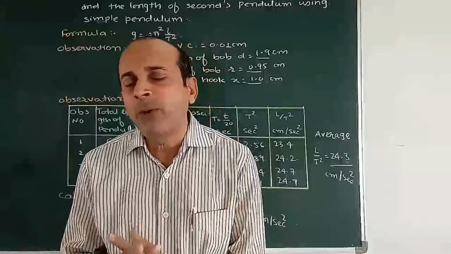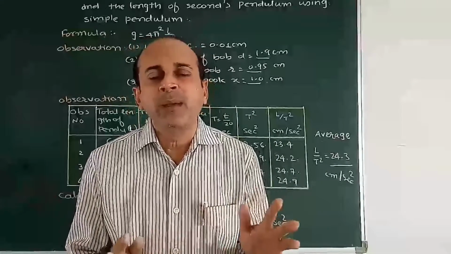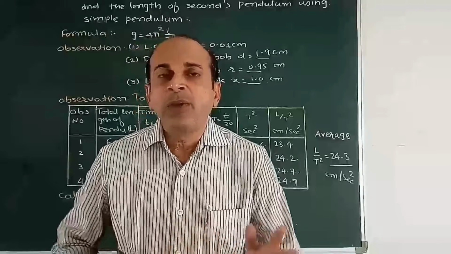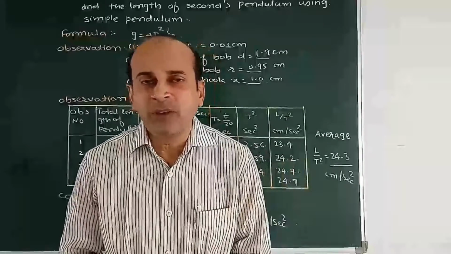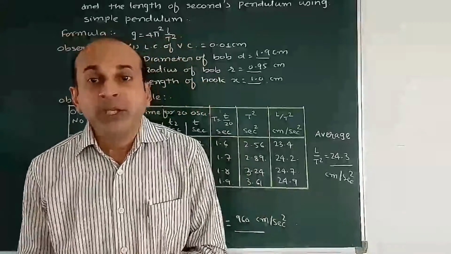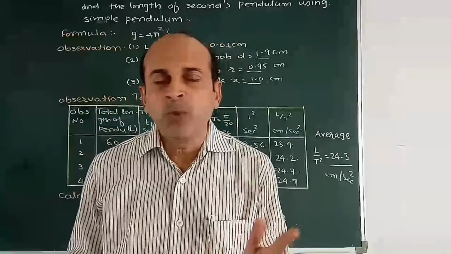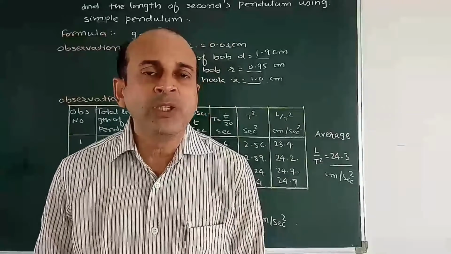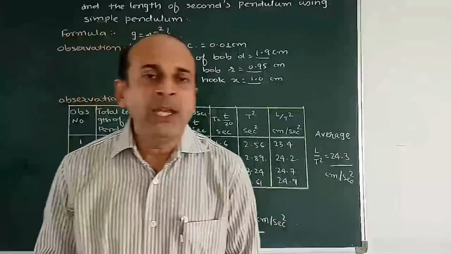That doesn't mean we are wrong. It means there are many errors or factors that can affect the value of the gravitational acceleration g. And our answer is quite near, which means that within 10% it's okay. So students, please note down this in your record book and in your journal too.